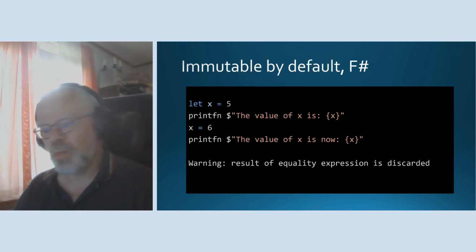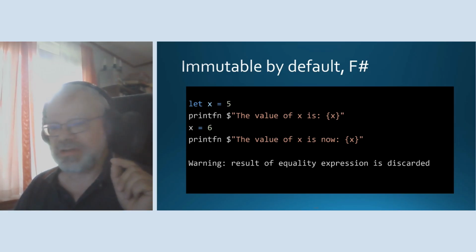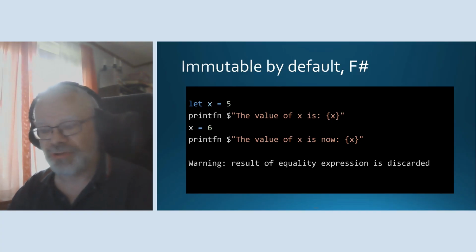And here we will get a warning because this is not an assignment. X equals 6 is not an assignment in F#. It's an equality check. We are doing here, is x equal to 6? It's not, it's 5. So this will result in false, and we are not using that result. So the compiler says, yes, you can compare x with 6. It's pointless because you're not handling the result of that comparison. Shouldn't you do that?